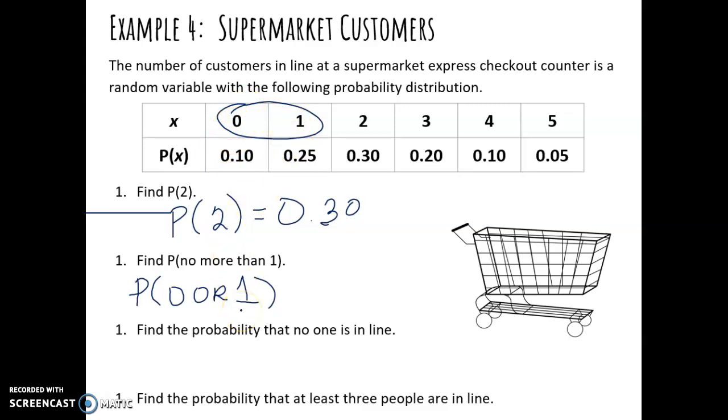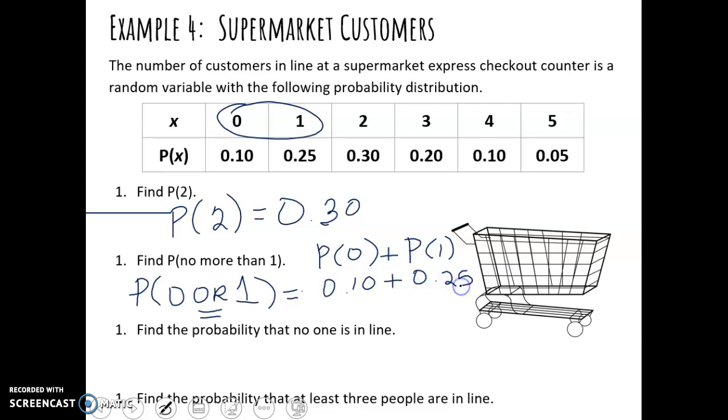So find the probability of no more than 1 customer in line at the supermarket would be 0 customers or 1 customer. So when we have the keyword or, what do we do with those probabilities? We find the probability of 0 and we find the probability of 1 customer. We're going to add them together. So 0.10 plus 0.25, we get 0.35.